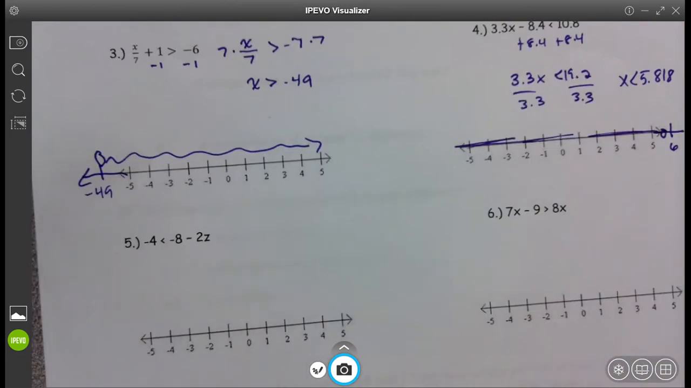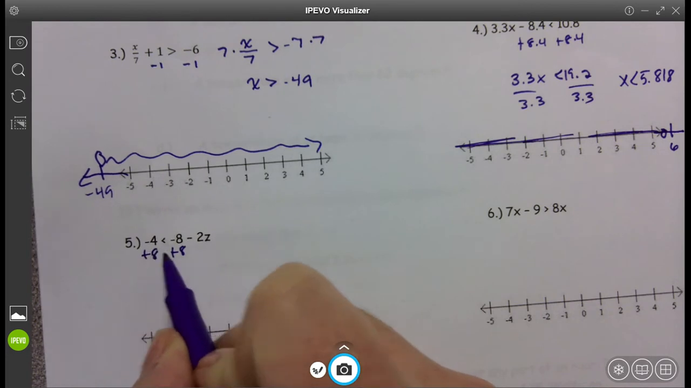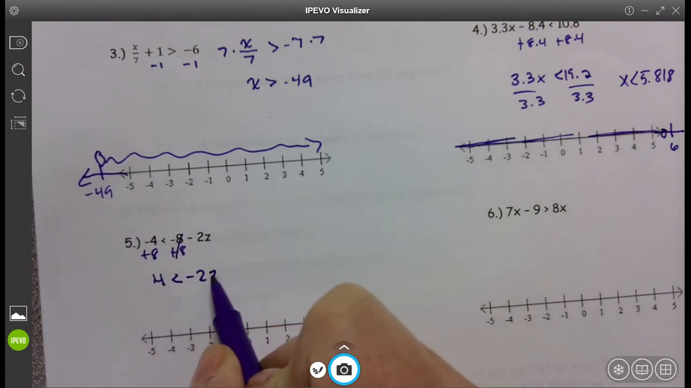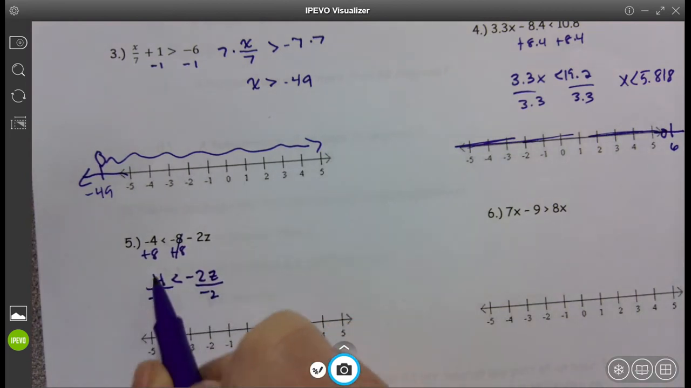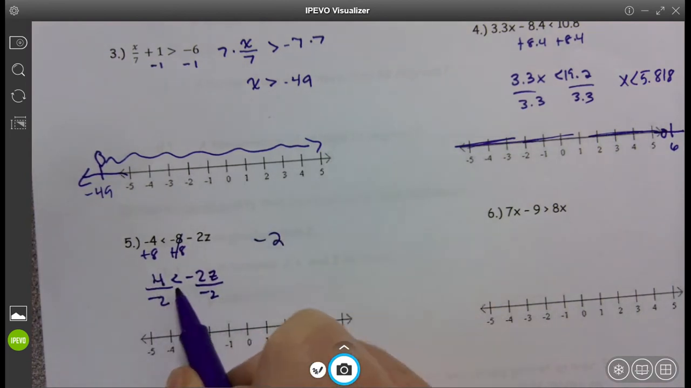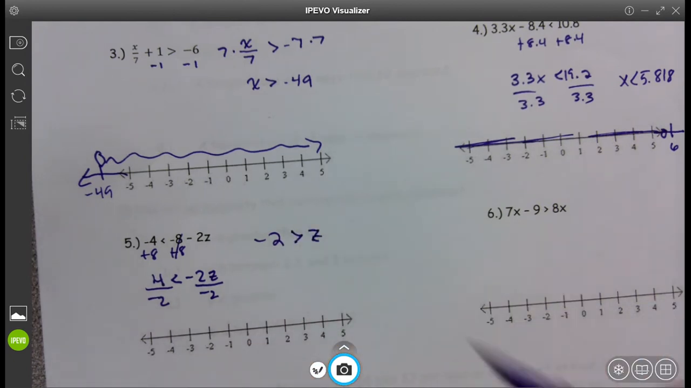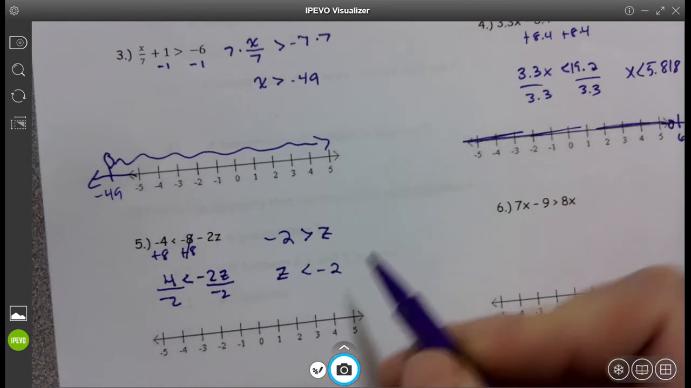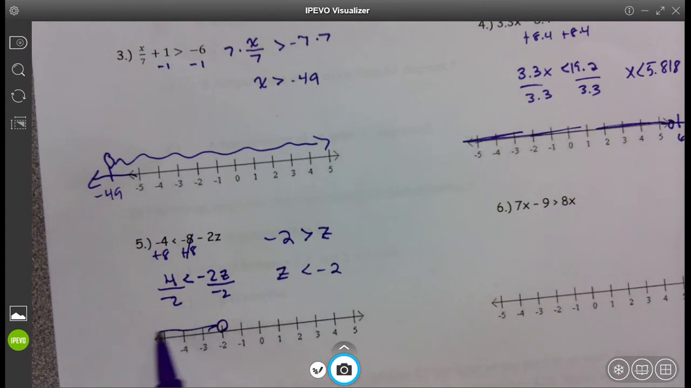Okay. Next one, we have to get z by itself, so remove the -8 by adding 8 to both sides. You're going to get 4 is less than -2z. How do I get z alone? Get rid of multiplying by -2, so we divide it. It's going to be -2. Since we're dividing by a negative, we flip the sign. -2 is greater than z, therefore z is less than -2. So we go to -2. We know it's an open circle, and it's anything less than -2.